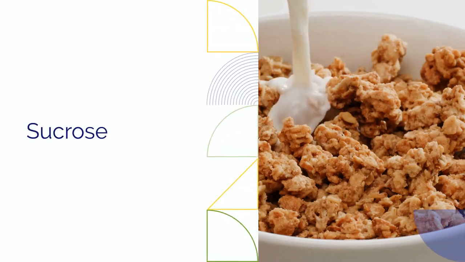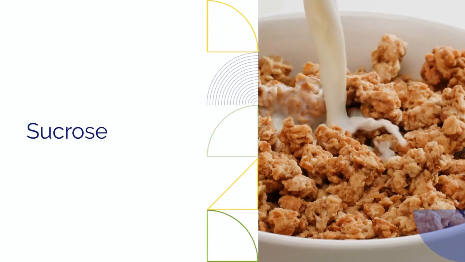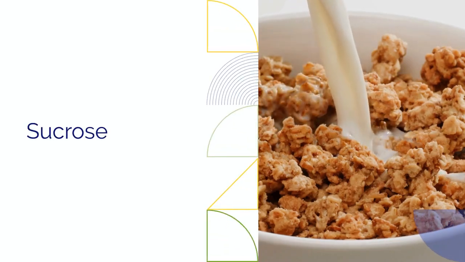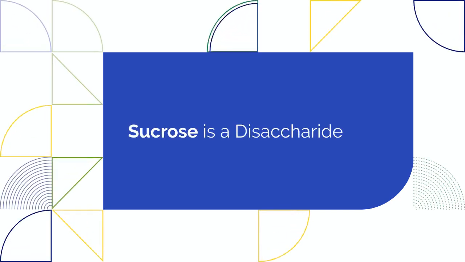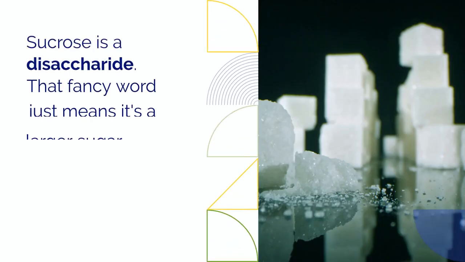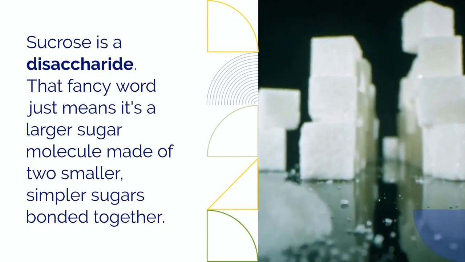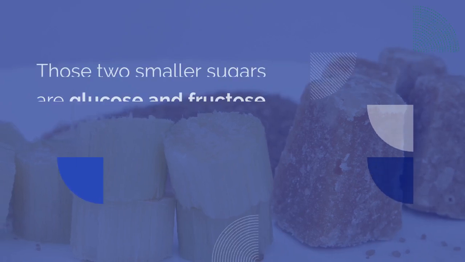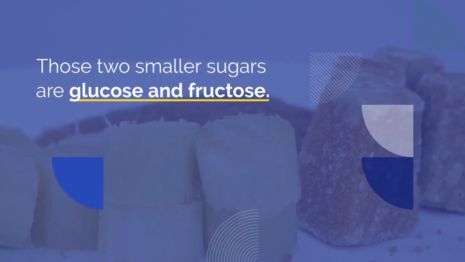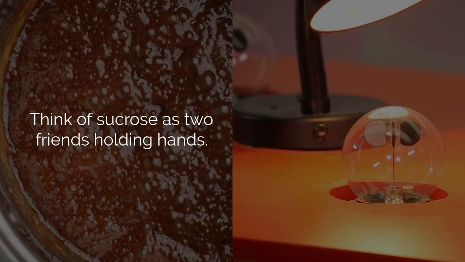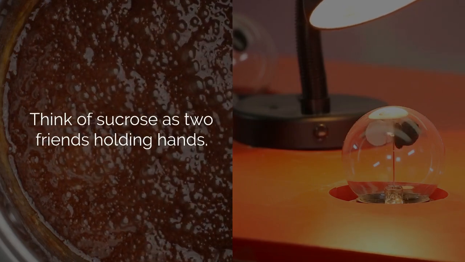First, we need to understand regular table sugar, which is scientifically known as sucrose. Sucrose is a disaccharide. That fancy word just means it's a larger sugar molecule made of two smaller, simpler sugars bonded together. Those two smaller sugars are glucose and fructose. Think of sucrose as two friends holding hands.